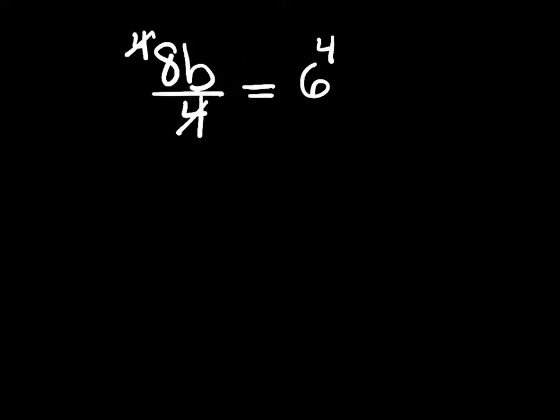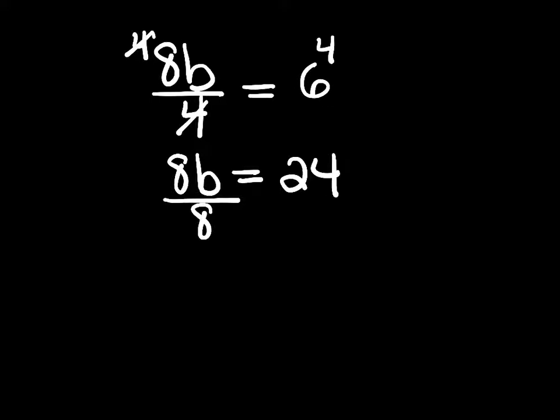4 divided by 4 is 1. 6 times 4 is 24. So we have 8b equals 24. Now we want to get the b by itself. We have 8 times b equals 24. So to undo that operation, we will divide. 8 divided by 8 is equal to 1. So we get b equals 24 divided by 8, which is 3.